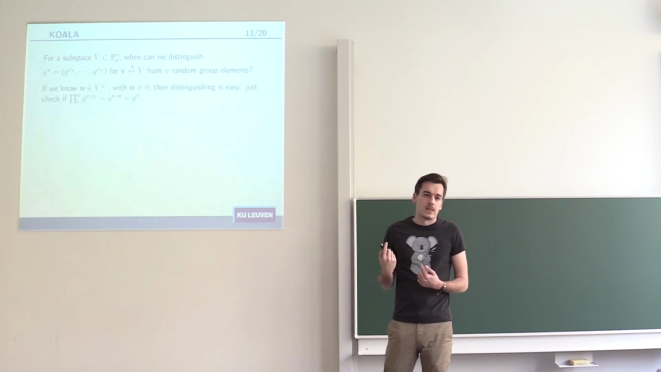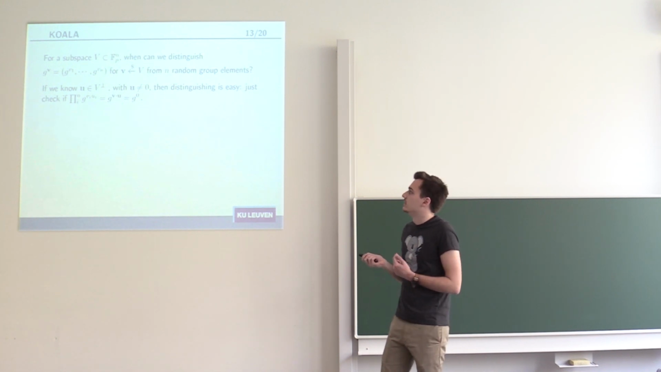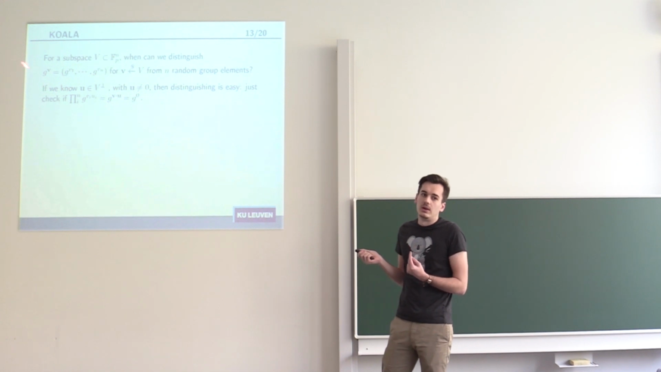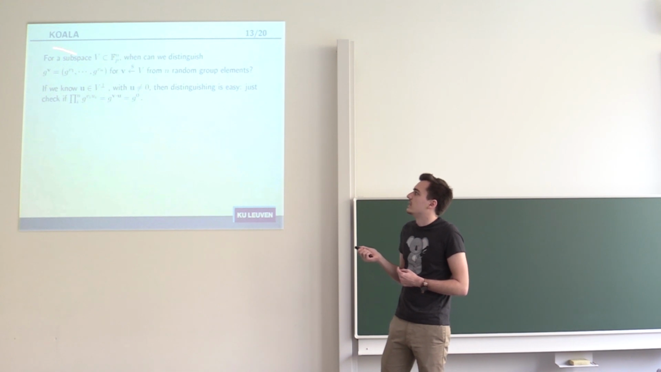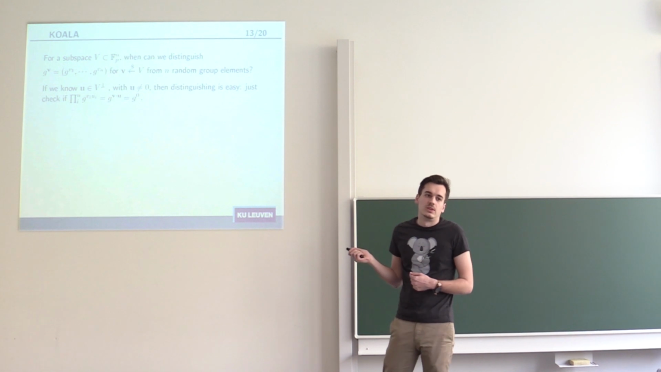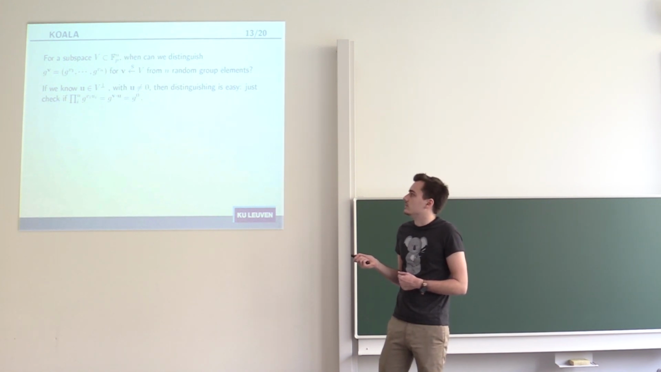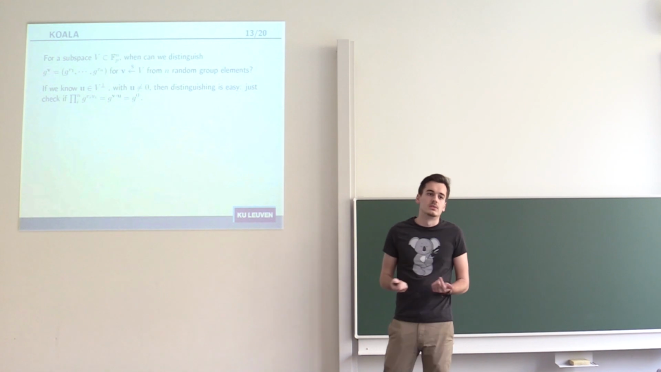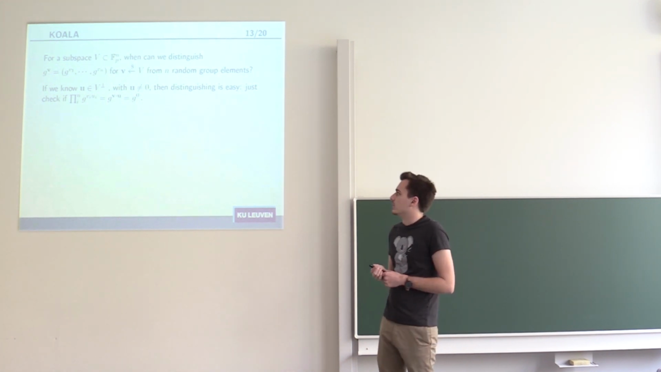And one way to do this is if you know a non-zero vector u that's orthogonal to v, then distinguishing is easy. You just compute this thing, which is equal to g to the power of the inner product of v and u. If it was of this form, then this is g to the power of the inner product of v and u, that's 0. And if it was uniformly random, then this will be some uniformly random value, assuming that u is not 0. So it will not be equal to the identity element with overwhelming probability.